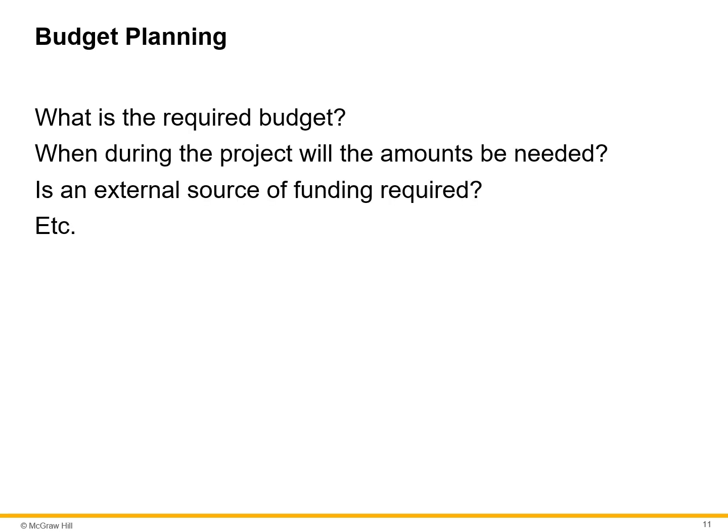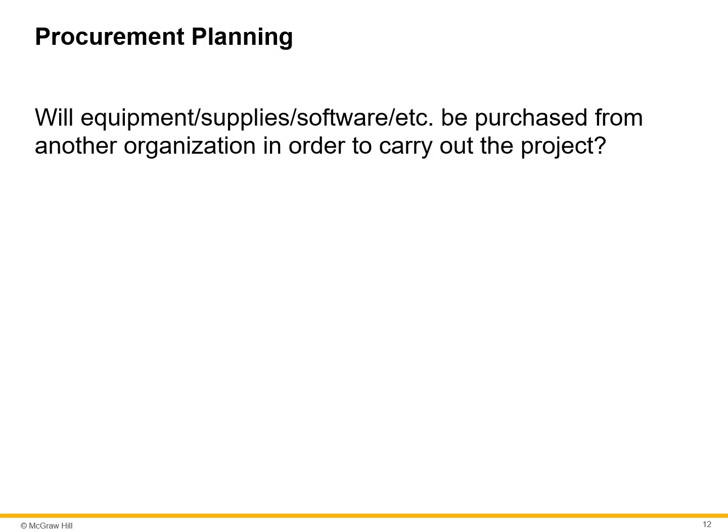Budget planning answers questions such as, what is the required budget? When during the project will the amounts be needed? Is an external source of funding required? Procurement planning will answer these questions: will equipment or supplies be purchased from another organization or produced within in order to carry out this project?